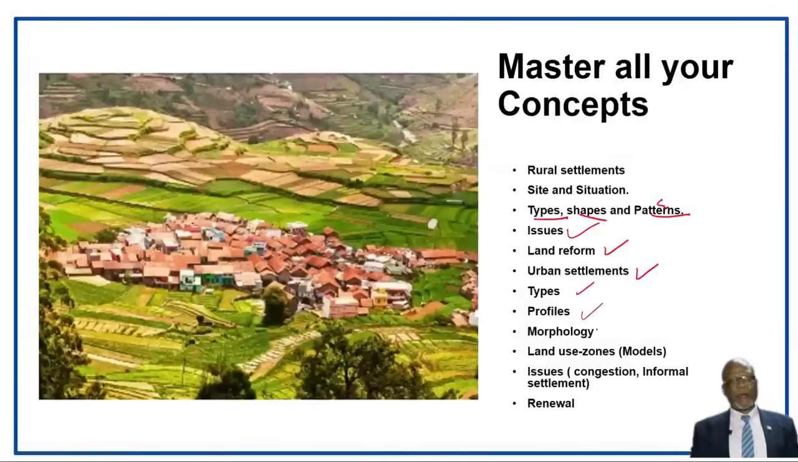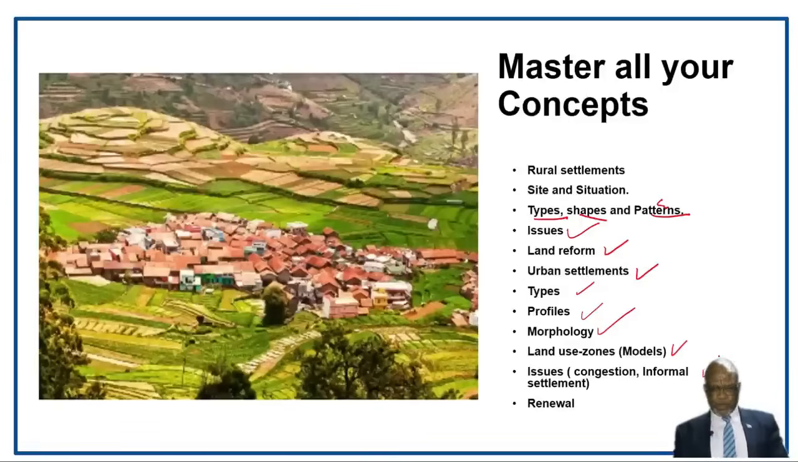What is an urban profile? Morphology, where we're looking at the street patterns, land use models, and then urban settlement issues, which is traffic congestion and informal settlement, among others. There will be other issues like your overcrowding, your shortages of houses.